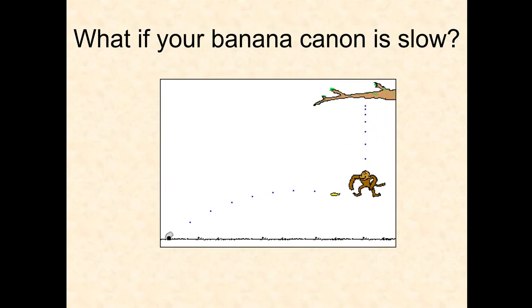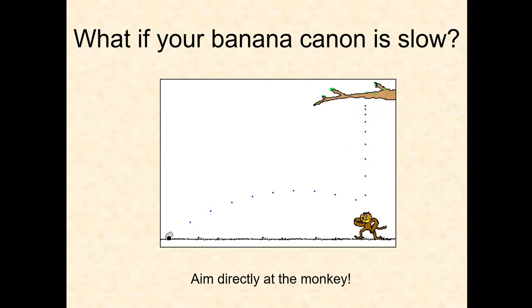But what if the banana cannon is really slow, really low powered? Well, the same principle applies. The acceleration due to gravity will just have longer to speed up the monkey and longer to slow down the banana. But again, it's the same rate, so your banana will still hit the monkey if you still aim directly at it. That is, directly at where it is at the beginning of the scenario and not where you think it will end up.